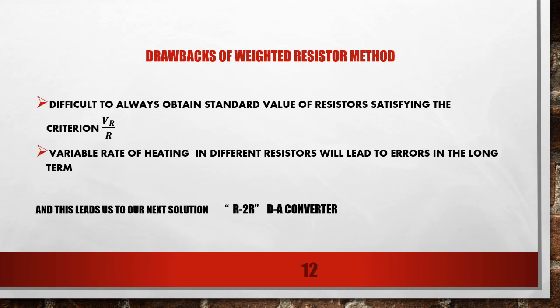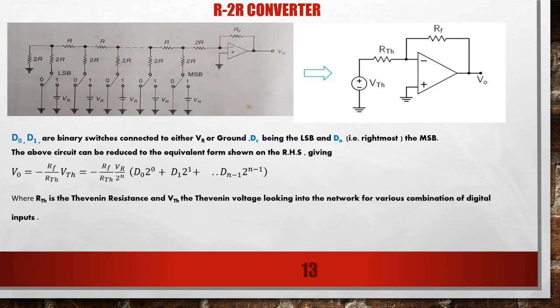So we come to the next solution, that's an R to 2R DA converter. Here you see we have a ladder network like this, 2R, R, 2R, R, something like this. And this part is again an inverting amplifier. This part can be reduced to an equivalent circuit consisting of a Thevenin voltage source and a Thevenin resistance, giving us something like this.